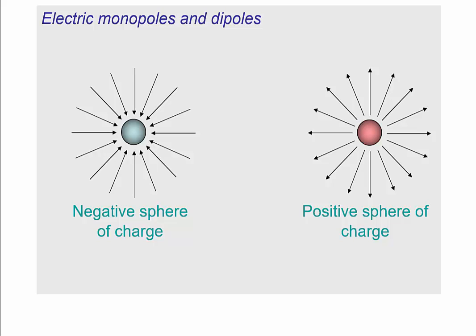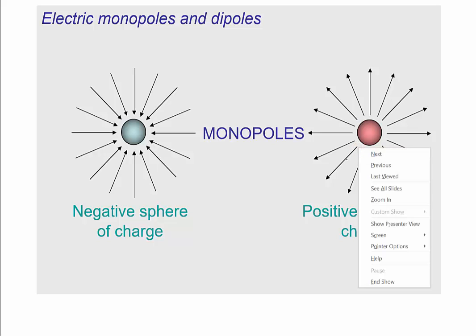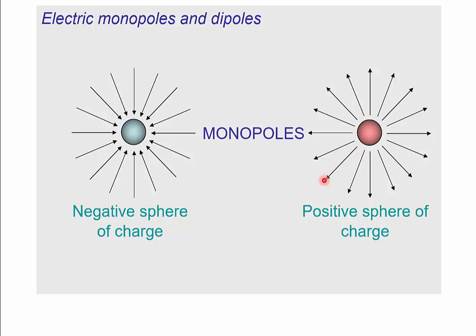We've talked mostly about single isolated charges and what would happen to something in the vicinity of that charge, and we call those monopoles. They are just charges in space, and we assume that they're the only thing setting up that field. So of course, for the negative sphere of charge, a positive test charge will be attracted to that negative sphere, so our field lines are going inwards, and conversely, for the positive sphere of charge, the positive test charge would be heading out the way, so our electric field lines point outwards.